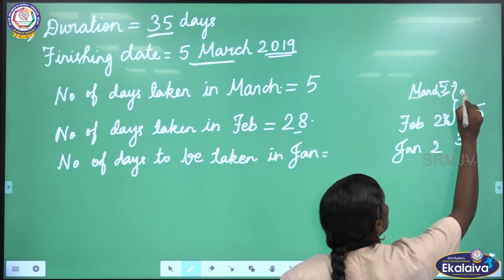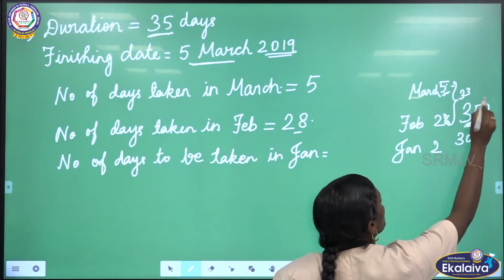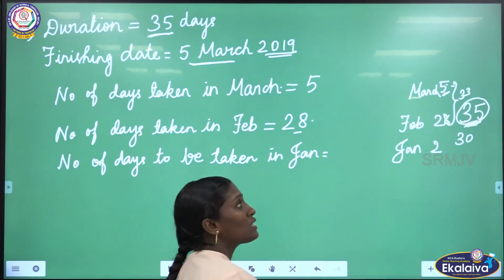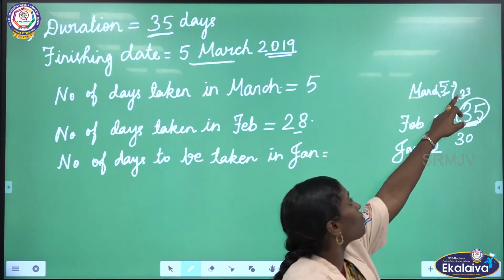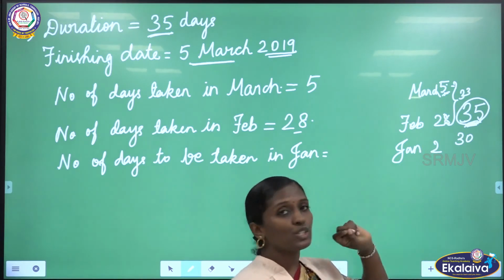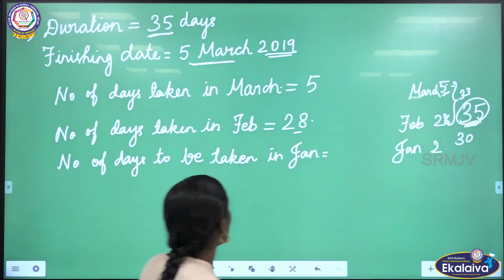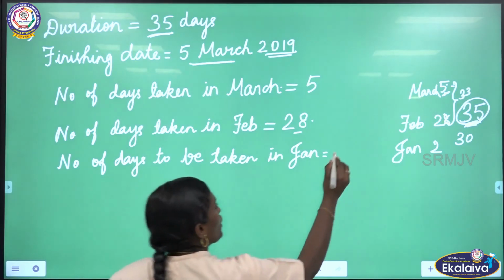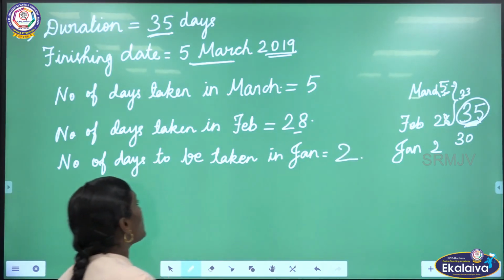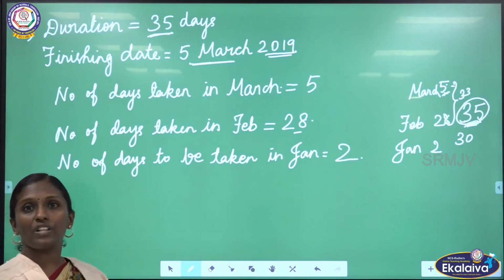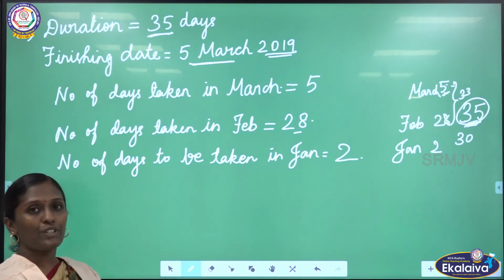Here these 2 days together 33. The total number of duration is 35. So 35 minus 33, we will get 2. The remaining 2 days are there in January. Okay. So the number of days to be taken in January is 2. Only 2 days are there.